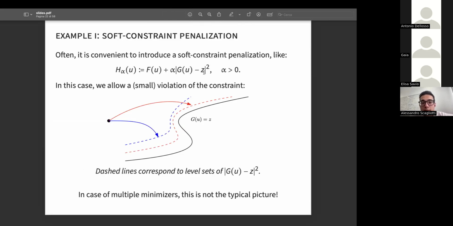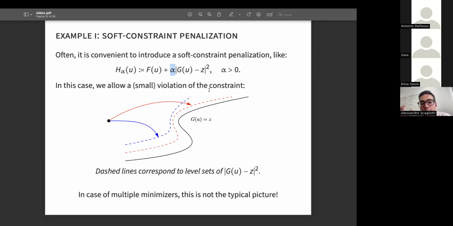So what is the typical strategy? The typical strategy is to penalize, to allow for violation of the final constraint and to introduce a soft constraint. So basically, soft constraint means that we are incorporating the constraint into the objective function, and we multiply it by a weight. The higher the weight, the more importance we give to the violation of the constraint.